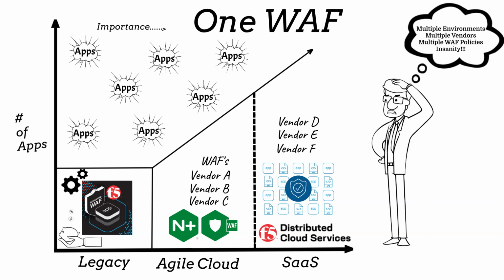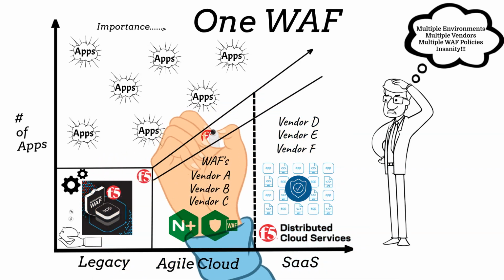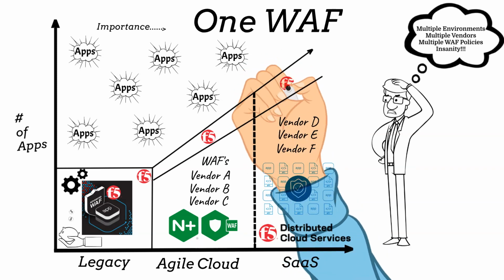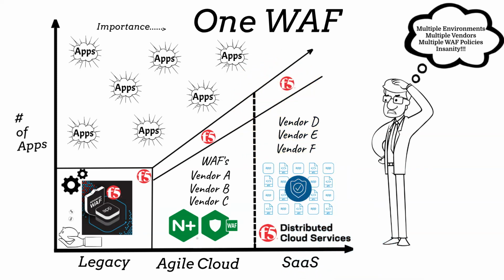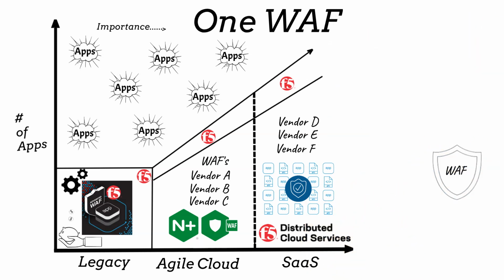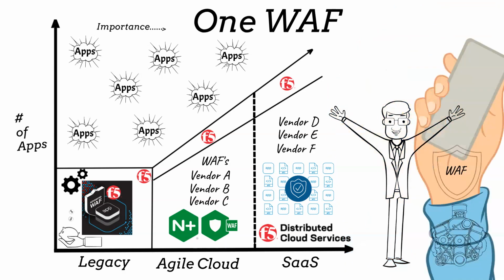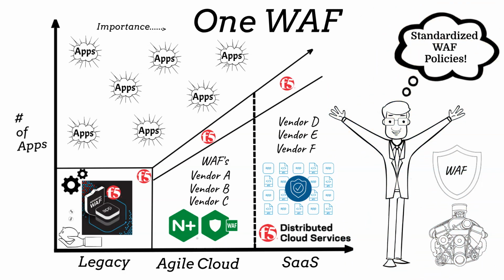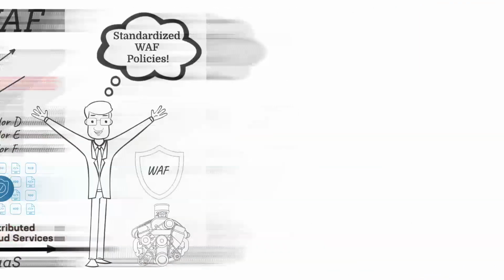F5's one WAF matters because F5's WAF can be run here on the Big IP, F5's WAF can be run here with NGINX App Protect, and F5's WAF can be run here with Distributed Cloud, all while using a consistent, robust WAF engine to reuse standardized WAF policies already approved within their security teams.